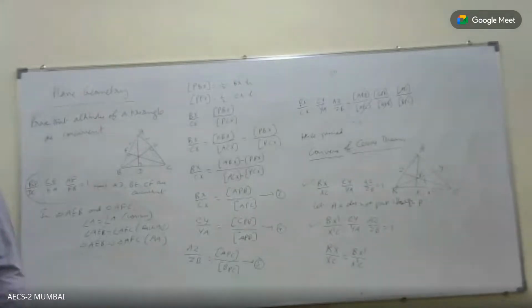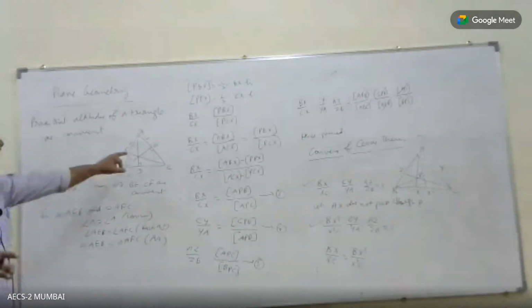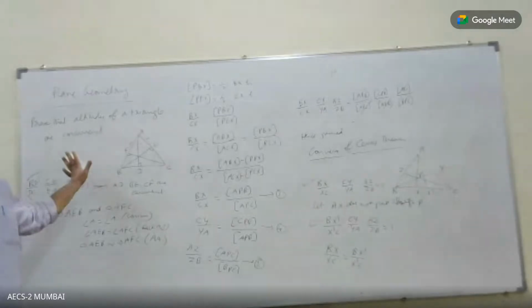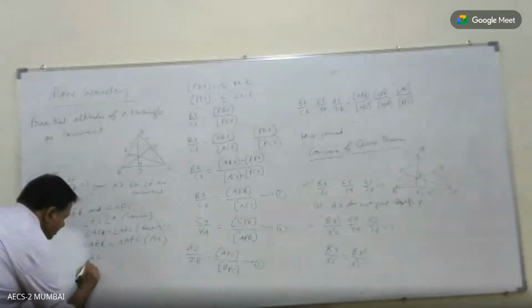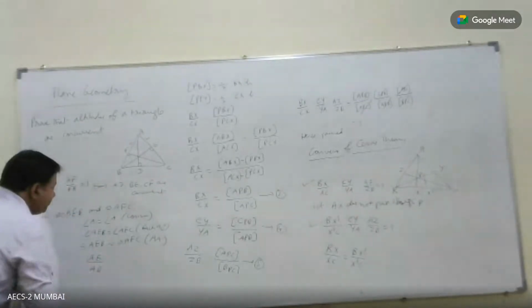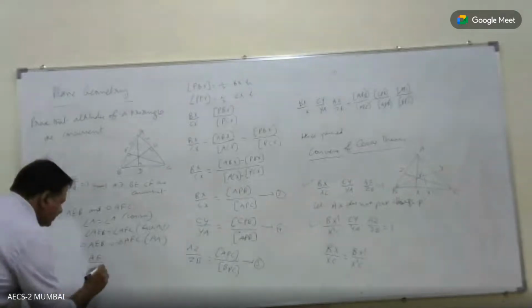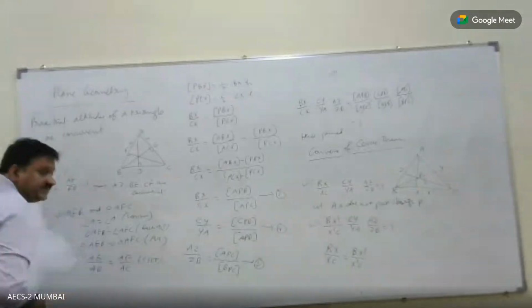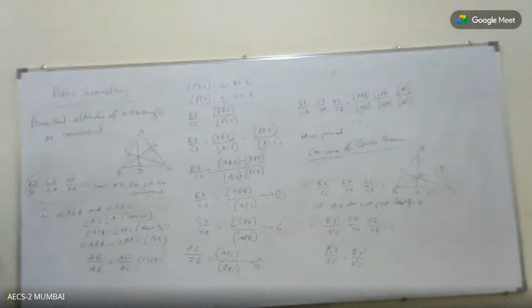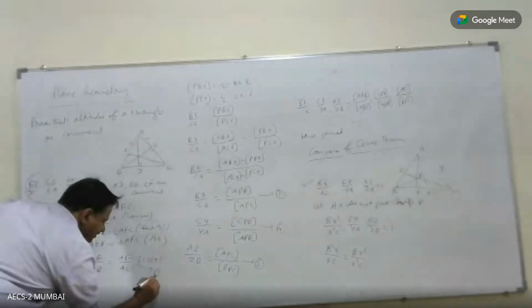Is there anyone here, children, who doesn't know about similarity? Congruence, all of you will be knowing. Similarity comes in 10th standard. All of you have a basic idea. If you can recognize this is AA similarity, that is done. We don't need more than that. So we have AE by AB equal to AF by AC, corresponding sides of similar triangles. They are proportional. Take it as relation 1.